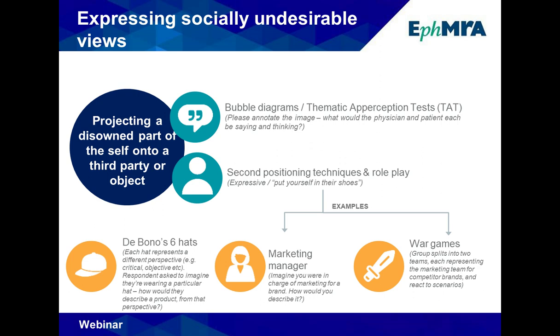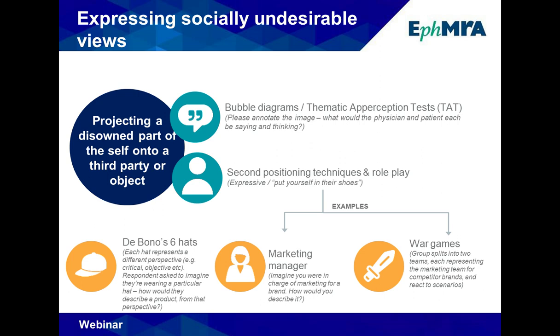Let's look now at how to get respondents to express socially undesirable views. The idea is to project a disowned part of the self onto a third party or an object. First technique here is bubble diagram. You might have heard it under a different name, which is semantic perception test, SPAT. The idea here is to annotate an image.